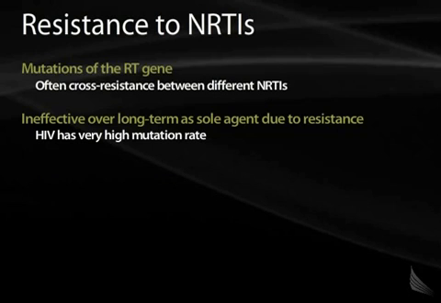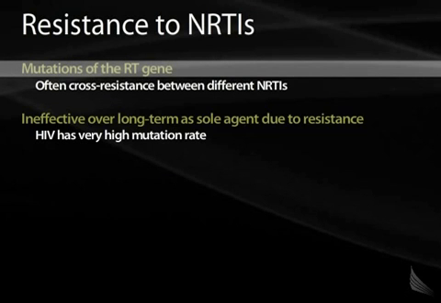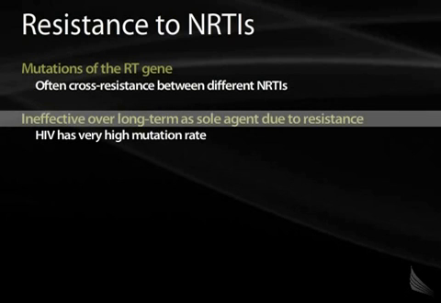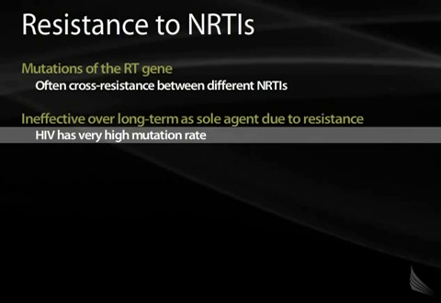NRTI resistance does occur, usually because of mutations of the reverse transcriptase gene, and then once that reverse transcriptase gene has mutated, there will be resistance between multiple different NRTIs at the same time. NRTIs are ineffective over long term as the sole agent because of resistance of the virus, and HIV has a very high mutation rate. Therefore, NRTIs must be given along with other medications to be effective.